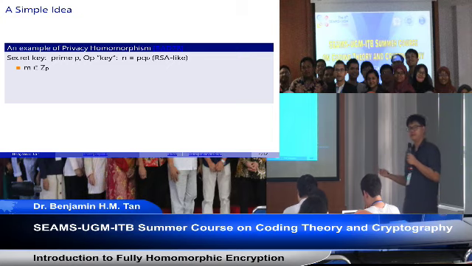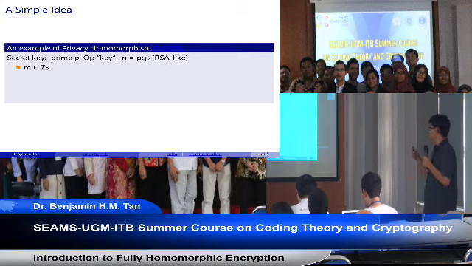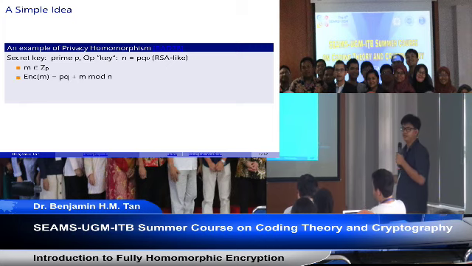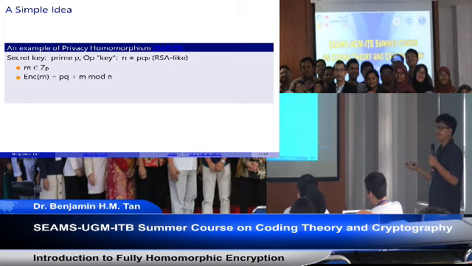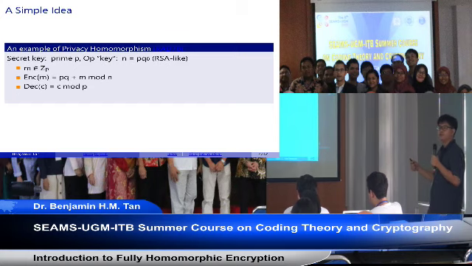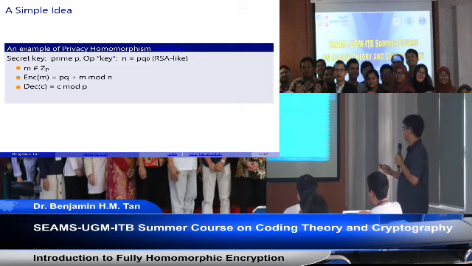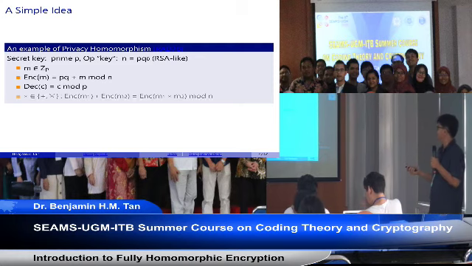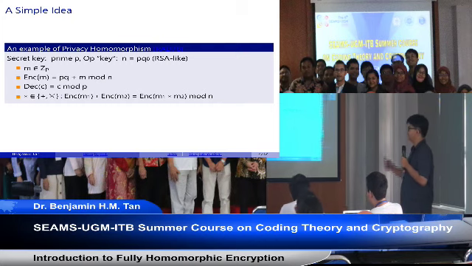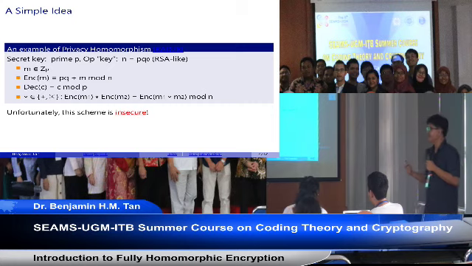Then if you want to encrypt a message modulo P, you can do this. You encrypt by generating a random Q, taking P times Q, and then adding the message to it, finally taking modulo N. Decryption is straightforward: you take whatever you got and you take it modulo P. And of course, if you try to do operations on them, you basically just do the work on the numbers themselves. But unfortunately, this scheme is insecure, and so we have some work to do.